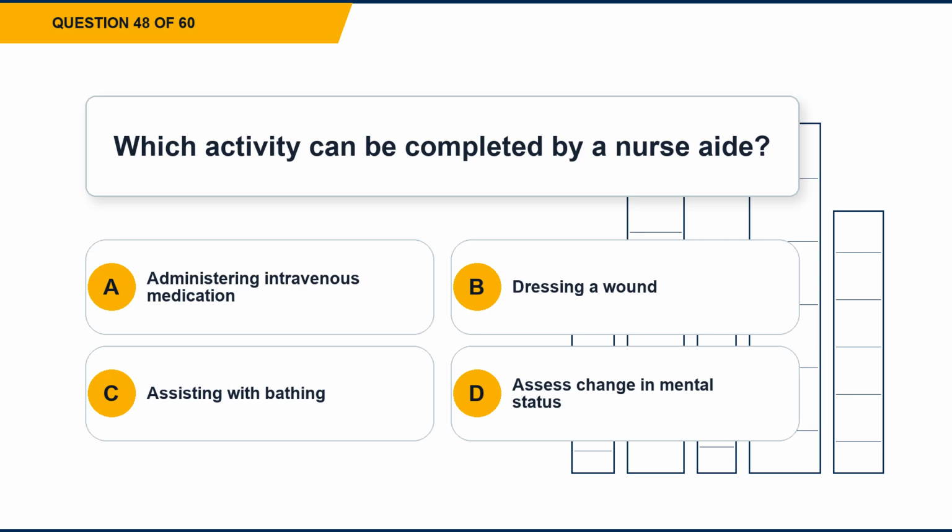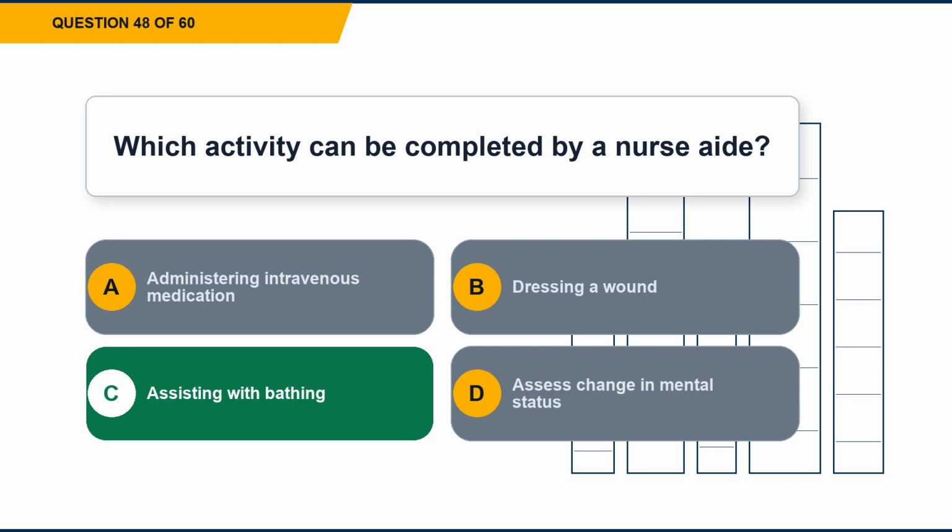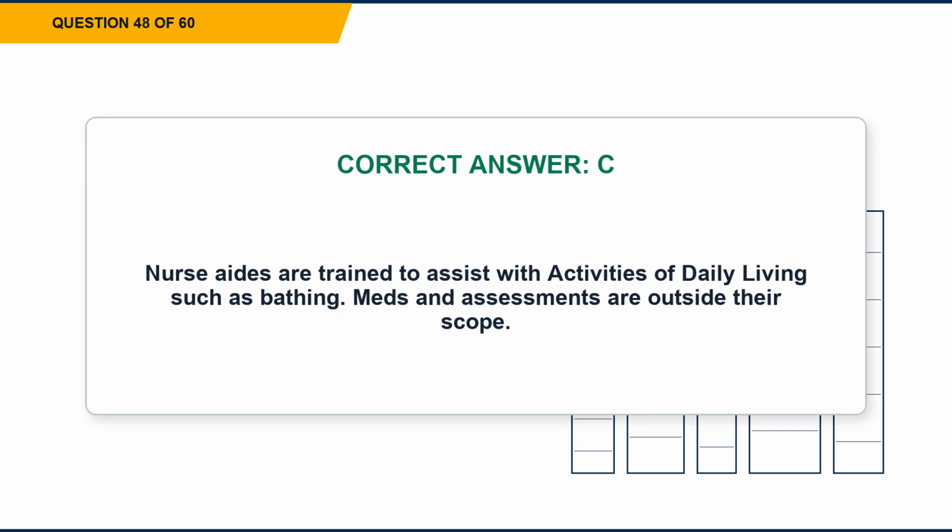Question 48. Which activity can be completed by a nurse aide? Option A, administering intravenous medication. Option B, dressing a wound. Option C, assisting with bathing. Option D, assess change in mental status. The correct answer is option C, assisting with bathing. Explanation. Nurse aides are trained to assist with activities of daily living such as bathing. Meds and assessments are outside their scope.